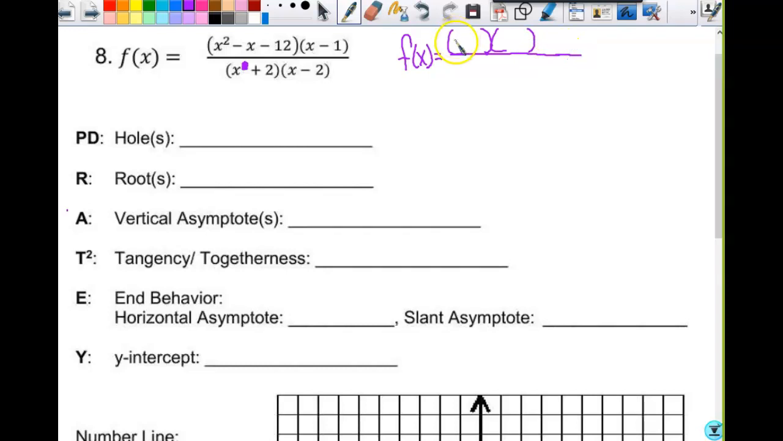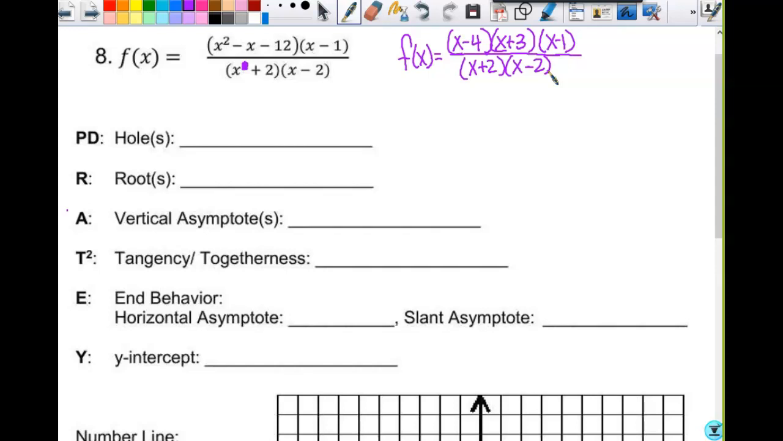I get x minus 4 and positive 3. Sorry, I'm having this bad moment that I feel like I meant for this to be something else, but maybe not. Okay, and then down here, this is x minus 1. And then this is x plus 2, x minus 2. Okay, that's correct, I think.